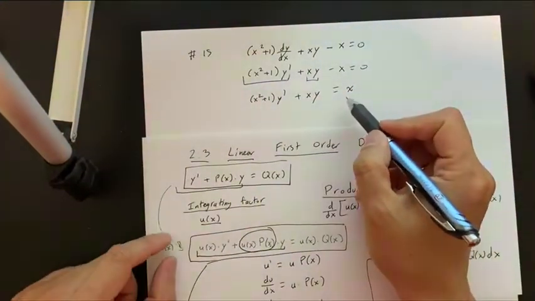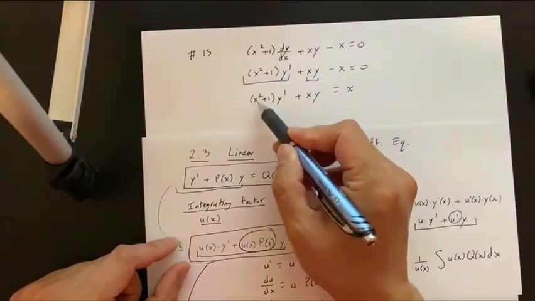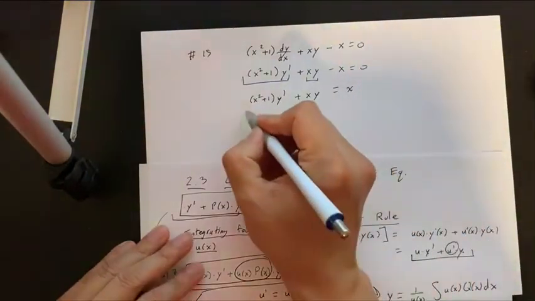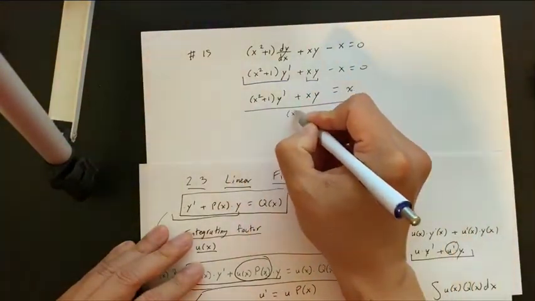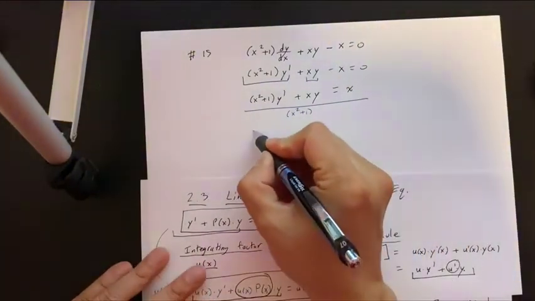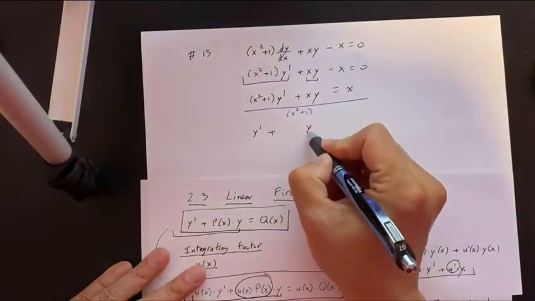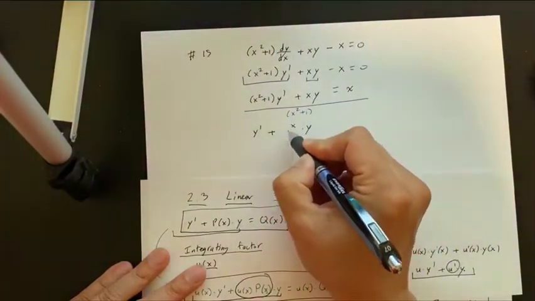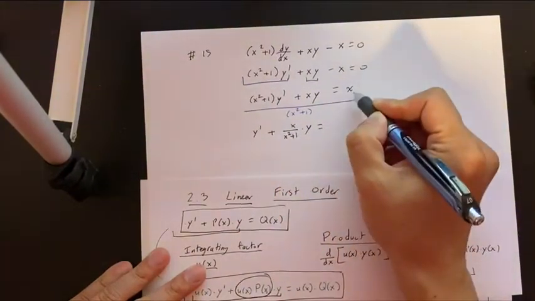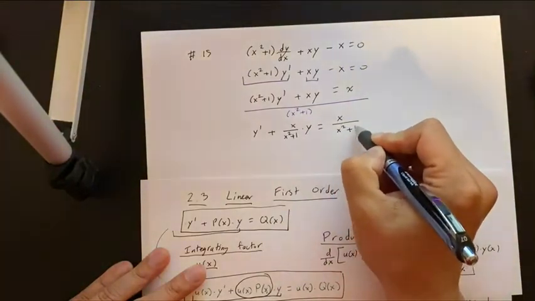It is still not in standard form because I want that y prime by itself. Right now it's being multiplied by this x squared plus 1. So what we'll do next is divide everything on the left and right side by x squared plus 1. So that's going to give me y prime. And for the y term, it's going to be y multiplied with this x divided by x squared plus 1. And on the right side, now it's going to be x divided by x squared plus 1 as well.